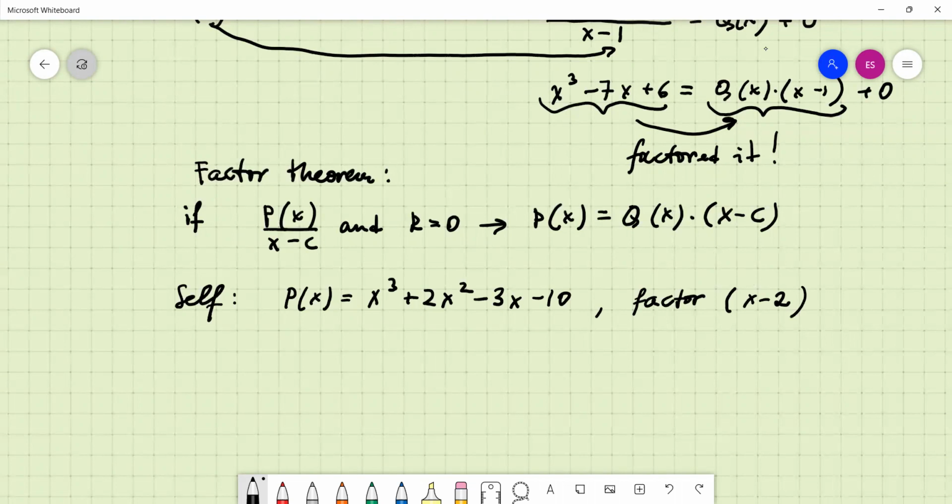Basically, you need to divide this polynomial by x minus 2 and get a result, which is going to be another polynomial of lower degree. And we are going to factor out this parenthesis. So I'm going to count to 5. You stop my video and try to do the division on your own. You can do long division or synthetic.